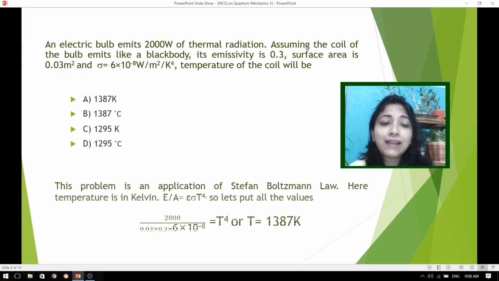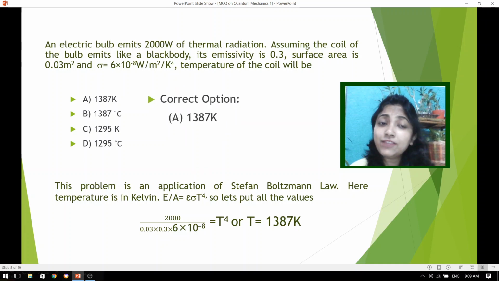Remember children that the problem is an application of Stefan-Boltzmann law, and all this discussion has to be done in terms of the Kelvin scale of temperature. Hence when we put in the values, namely energy per unit area, which is equal to epsilon, the emissivity, multiplied by sigma into T to the power 4, as per the given question, we are getting the value 1387. And since I have already told you that the temperature must be taken in Kelvin, our correct answer is 1387 Kelvin, which is option A over here.